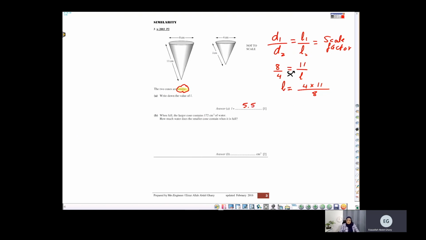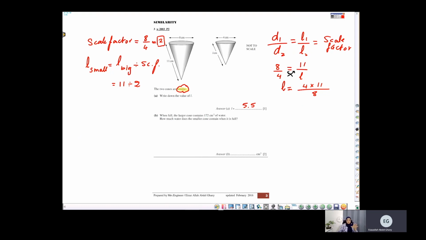There is another method about the scale factor. Scale factor is 8 over 4. It means scale factor is 2. Okay, what do you need? I need the slant height. I have the bigger slant height. So if you need the slant height, which is the smaller one, you just divide the slant height of the bigger one by the scale factor. So it is 11 divided by the scale factor, which is 2. You get the same result, which is 5.5.